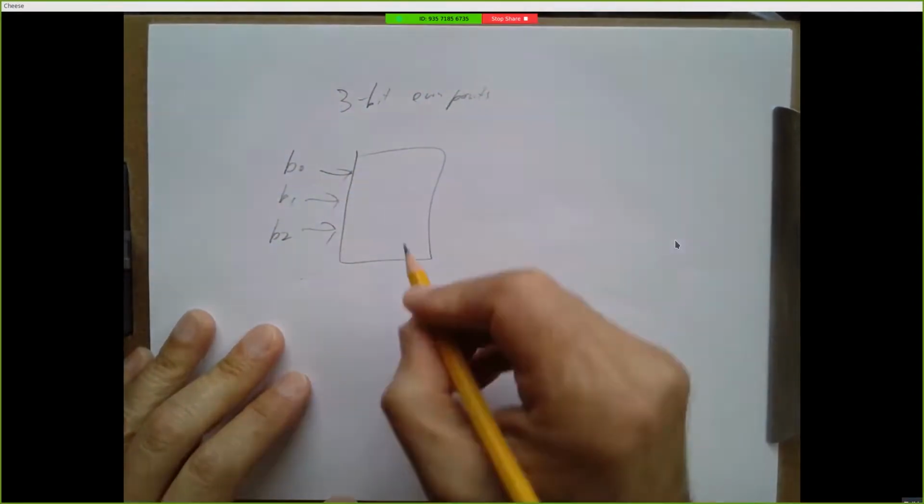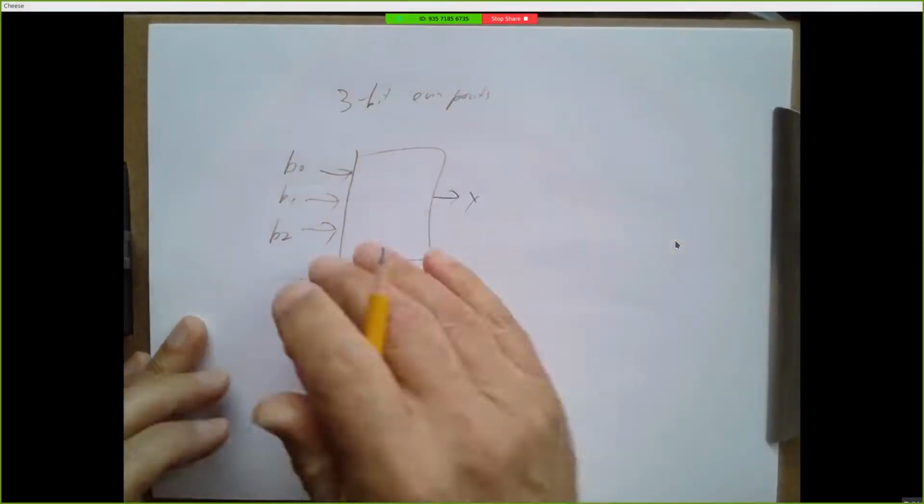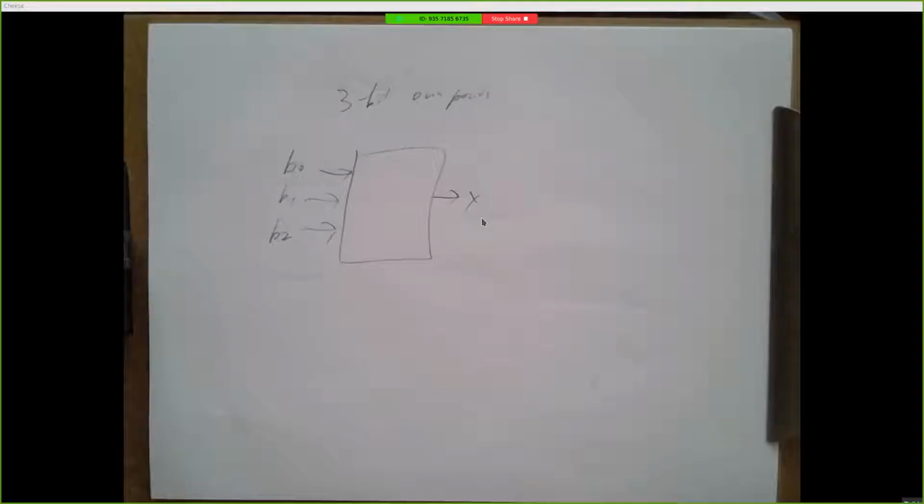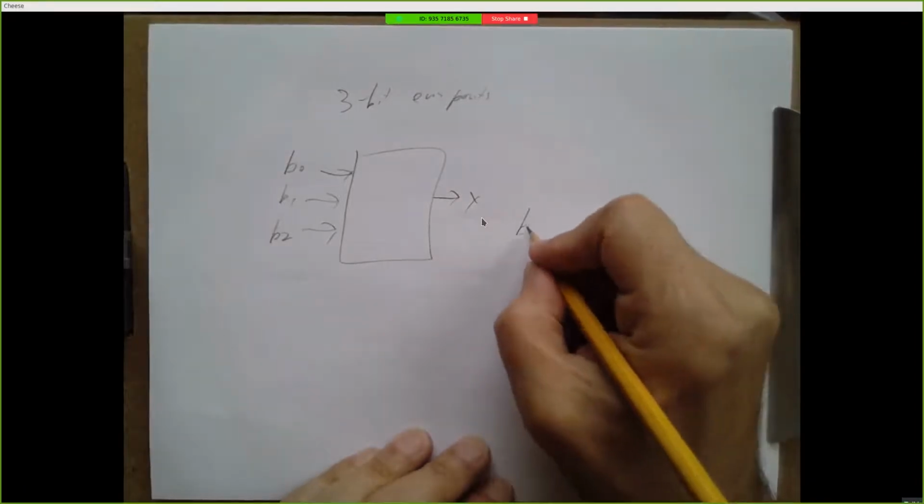So we bring in 3 bits and we generate an output which I'll call X. Even parity number. Output of 1 if there are an even number of 1s in your input. Otherwise, output is 0.